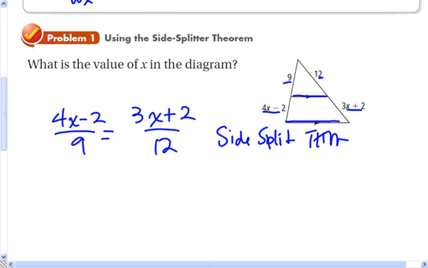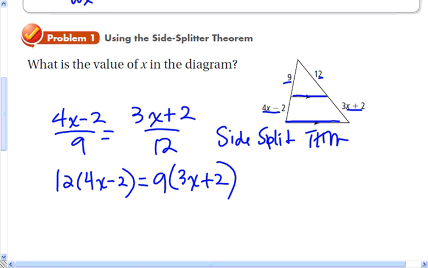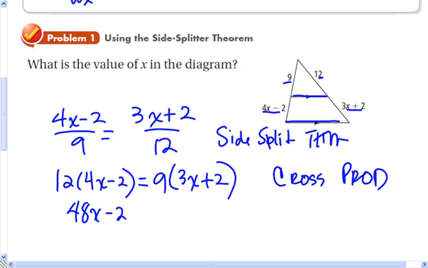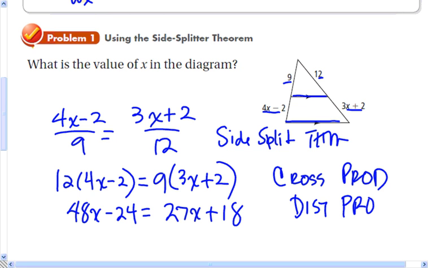Then using the cross products property, we can say that 12 times 4x minus 2 is equal to 9 times quantity 3x plus 2. And using the distributive property, we can say 48x minus 24 is equal to 27x plus 18. And then using some properties of equality, we can continue to solve this.